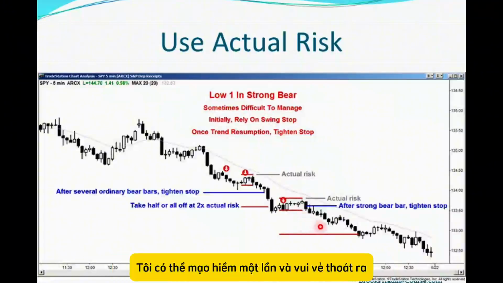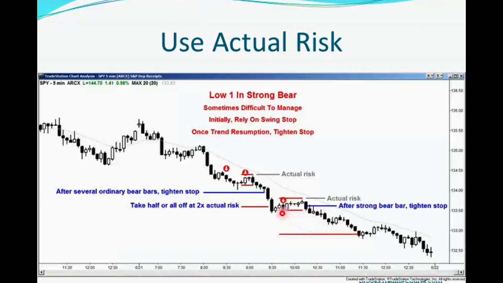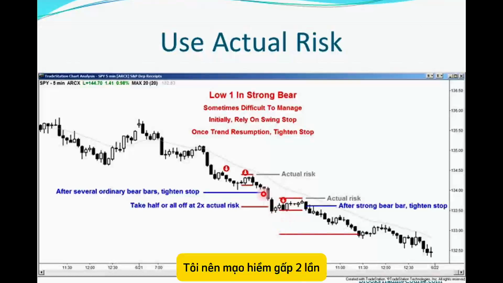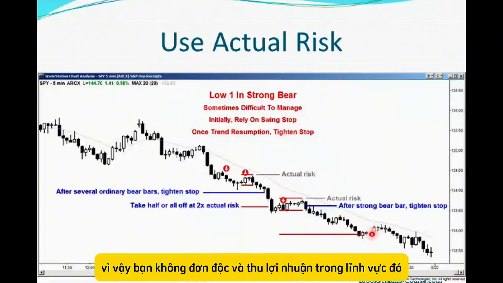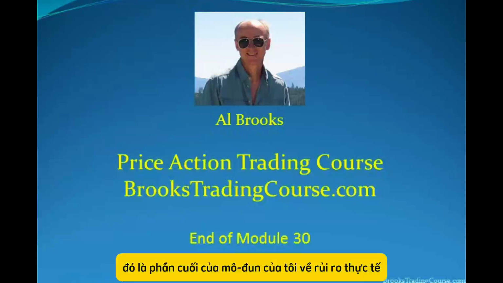I could go for 1 times risk and be happy to get out. Or I could say mathematically, I took a lower probability trade. I should go for 2 times risk. It's a strong bear trend day. I don't want to take profits too soon. Maybe I'll take profits at 2 times risk. And you can see what happened when it reached the 2 times risk area. There was a pullback. So you were not alone in taking profits in that area. That is the end of my module on actual risk.